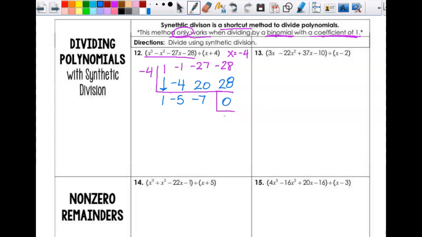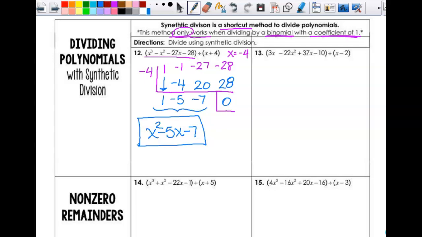Then what you have left down here are the coefficients of the polynomial that is your answer. And you decide what your highest exponent is based on how many terms there are. It's always one less. So there are 3 terms, so I subtract 1 to get 2. That means that this 1 goes in front of an x squared. So I get x squared, then minus 5x, then minus 7. Does that make sense? See how to do that?